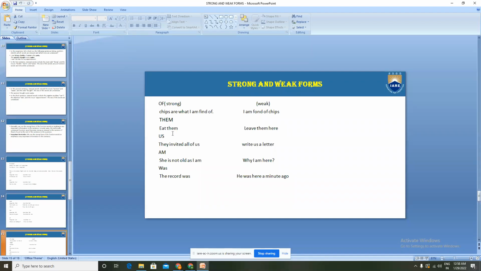Same here: "Eat them." Here it is strong. "Leave them there." Here "them" is a strong form. "They invited all of us." Here "us" is strong. Next, "Write us a little." Here "us" we don't emphasize. This is a weak form.